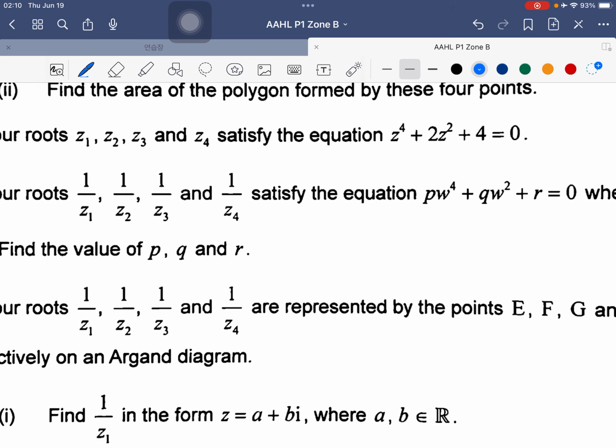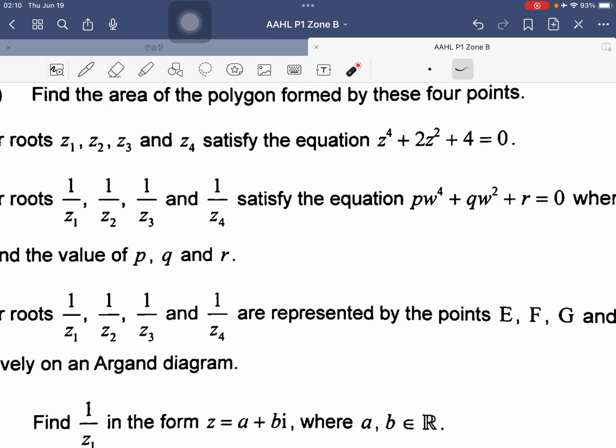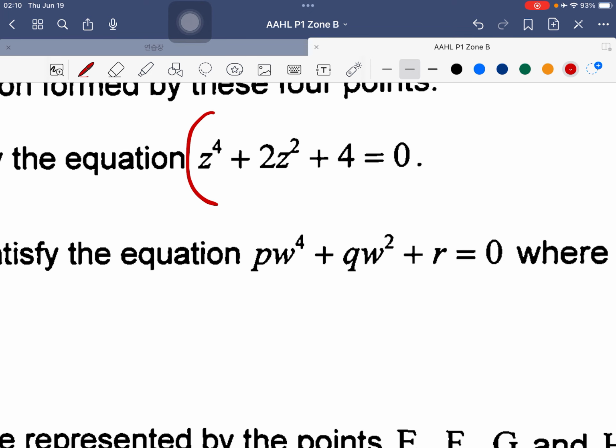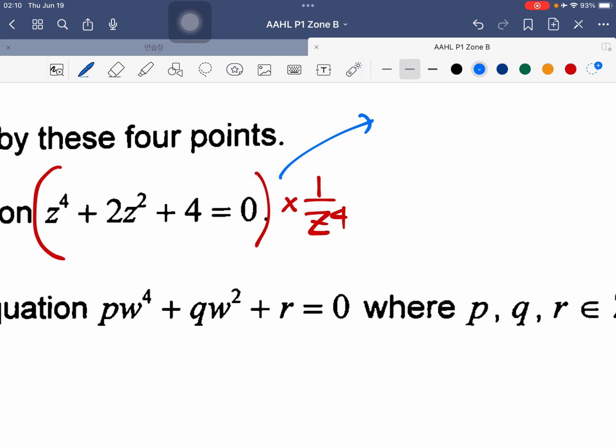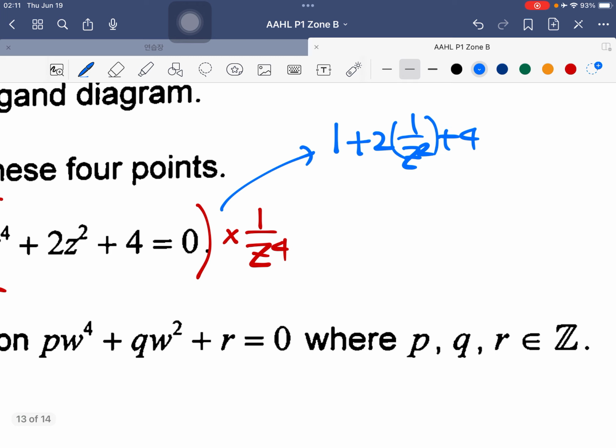Since z1, z2, z3, z4 are the roots of this equation, this equation is always true for these 4 roots. So what you can do is multiply both sides by 1 over z to the 4th power. The equation we get by doing so is 1 plus 2 times 1 over z squared plus 4 times 1 over z to the 4th power equals 0.